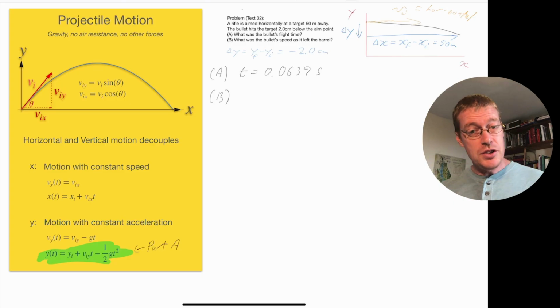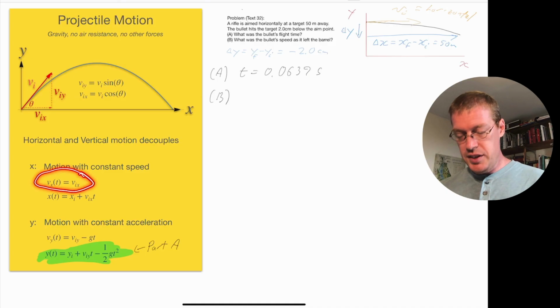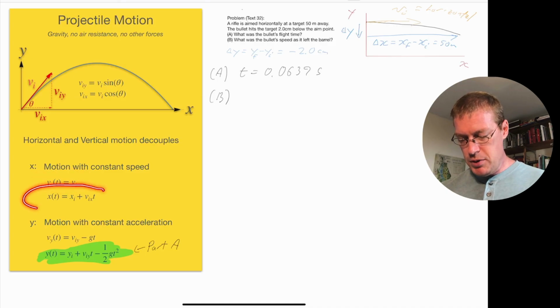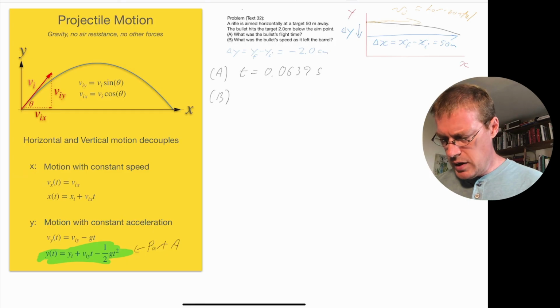So let's look at the equations for the horizontal motion. So recall, the horizontal motion is motion with constant speed, and so the x-coordinate velocity doesn't change during the motion, and the x position just increases linearly. Well, it's unlikely that this first equation gives us anything useful. The second one, however, looks promising.